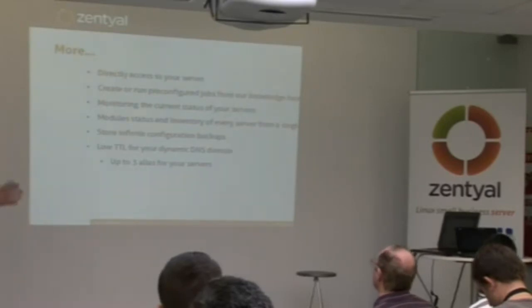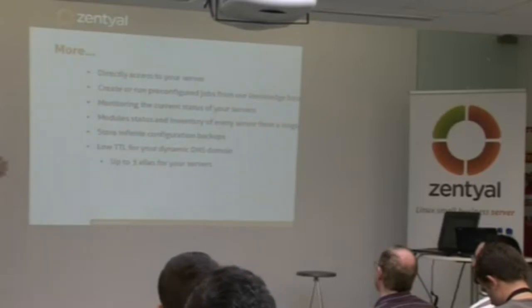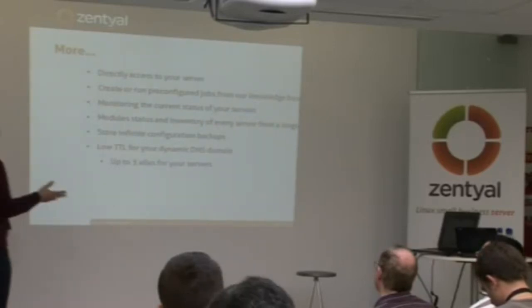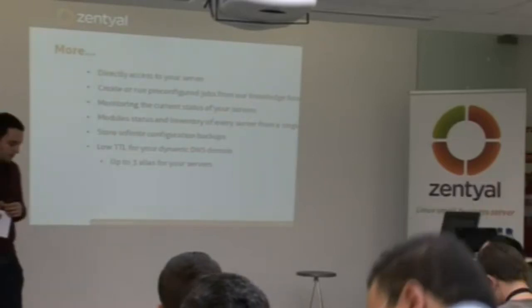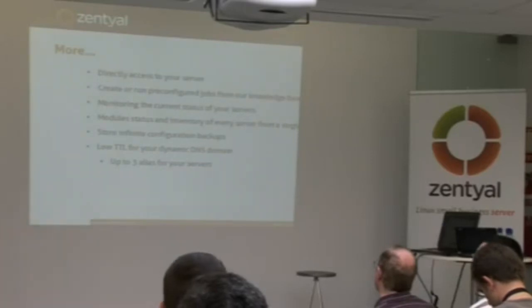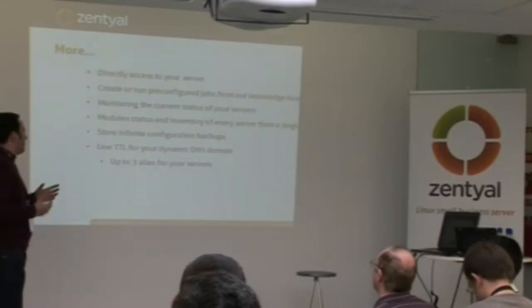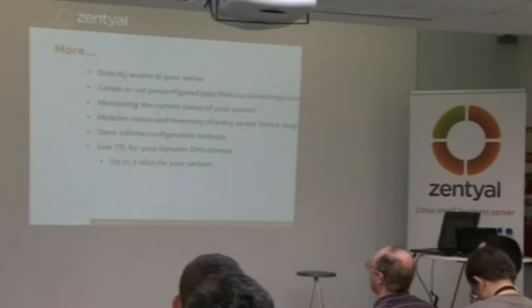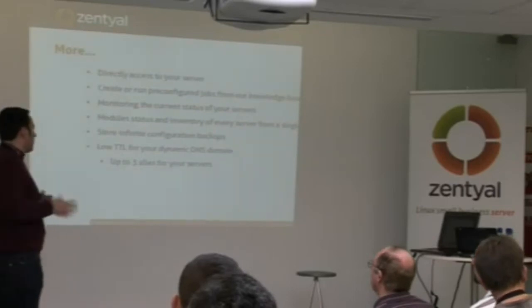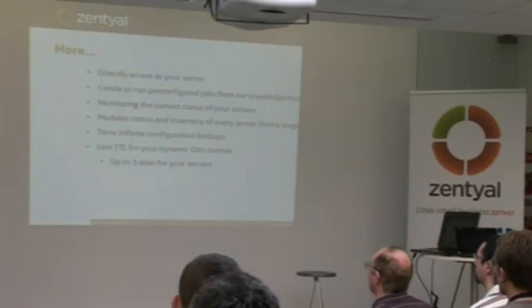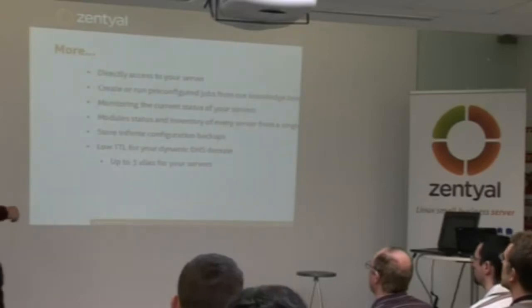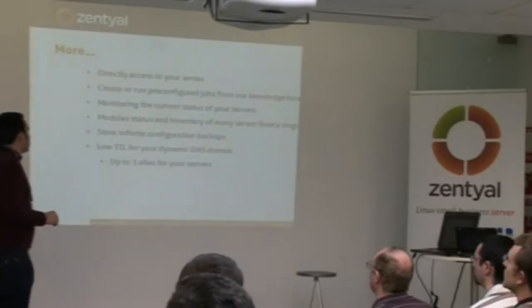You can take a broad look at your servers without needing any other site. And you can store infinite configuration backups, also in the professional subscription, and a short TTL for your dynamic domains. So if you have a dynamic IP address that changes a lot, this makes the DNS system notice the changes, so it's more responsive. And if you type the domain, it will always point to the right IP address. And then it's possible to have up to 3 aliases for your server.